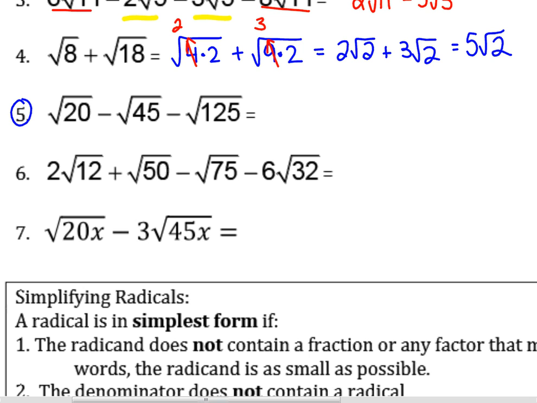How did you break up 20? 4 times 5, so it became 2 root 5. Okay, how did you break up 45? 9 times 5, and so square root of 9 became 3 root 5. And 125, 25 times 5, and square root of 25 is 5 root 5. All right, 2 minus 3 is negative 1. Negative 1 minus 5, negative 6 root 5s.